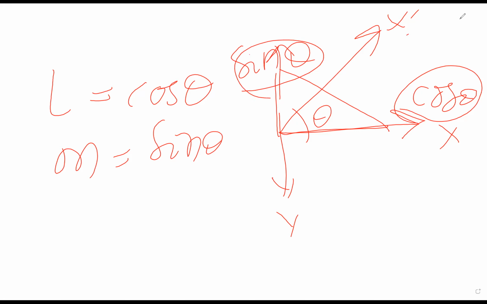So L is the direction cosine between x and x dash, and M is the direction cosine between x dash and y. So I think this is clear. You have to be clear about L and M. So next, what do you do?